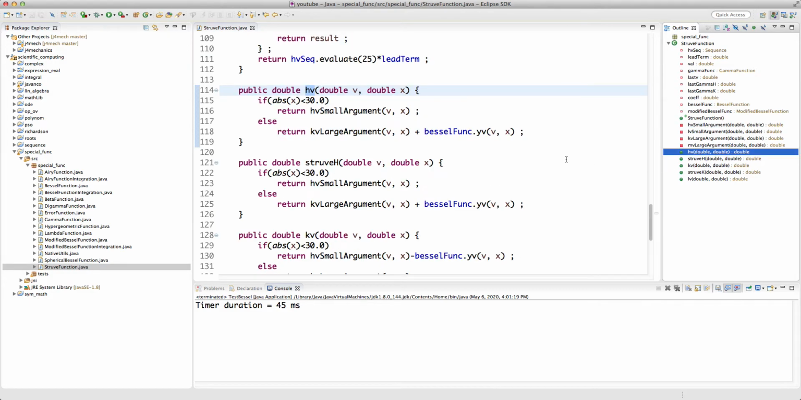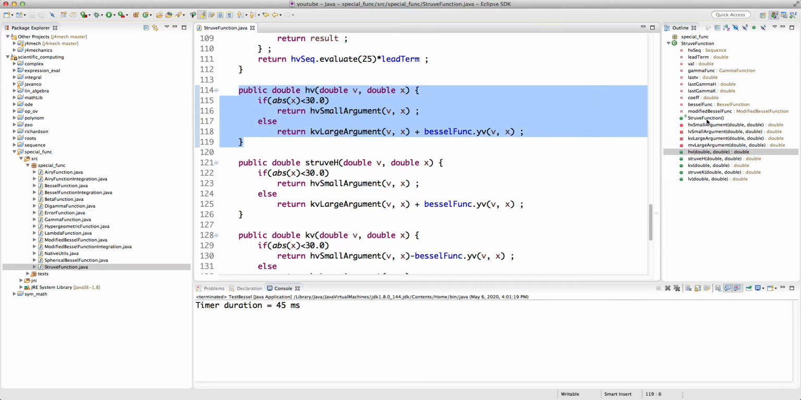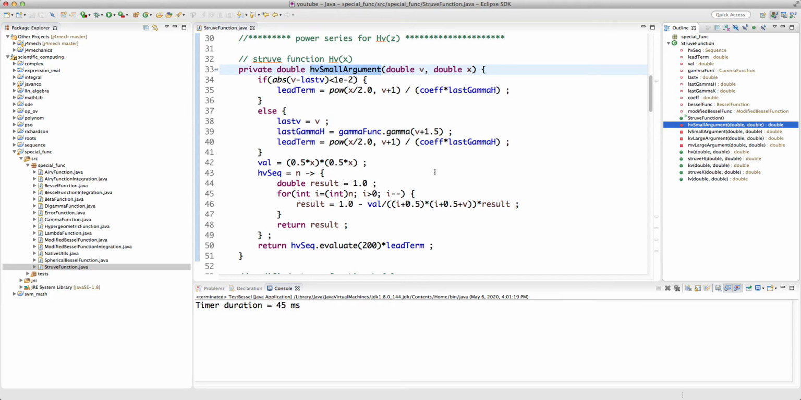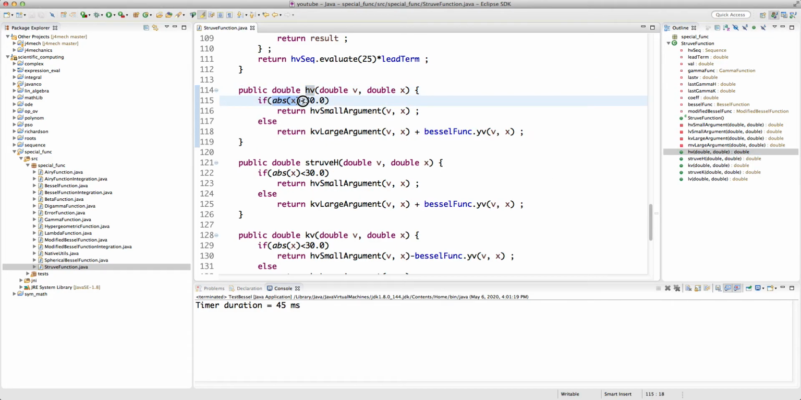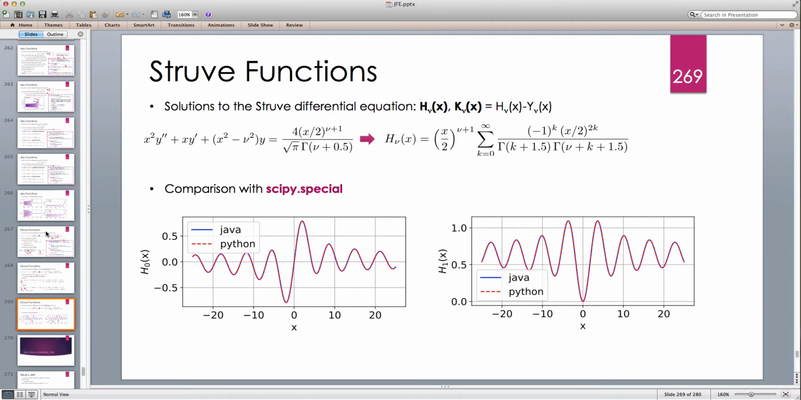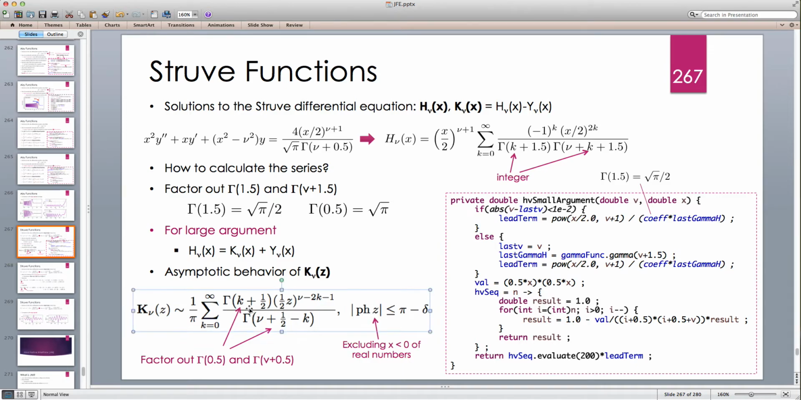We can also have H_nu in general, right? It was a private method, so we're not exposing it to the user. For absolute value of x less than 30, we use the H_nu small argument. For x greater than 30, we can use K_nu large argument plus Y_nu, the Bessel function of nu and x, and that comes directly from the definition. So if you have a large argument asymptotic for the K_nu, we can add it to Y_nu to get H_nu. All right.